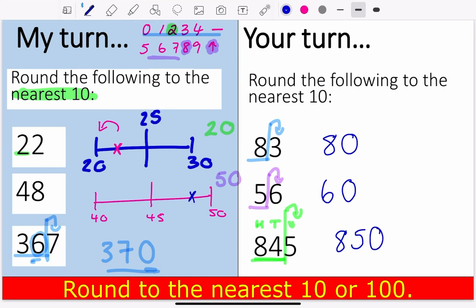Use these examples to have a go at the next set of questions.